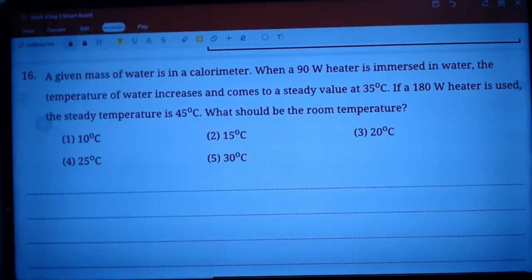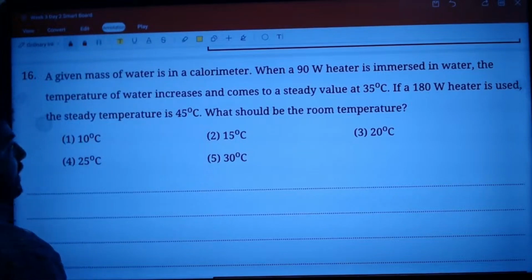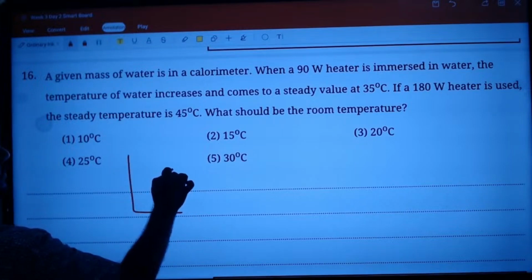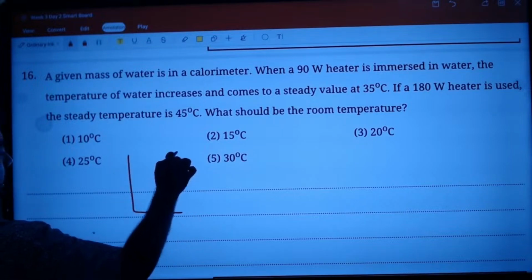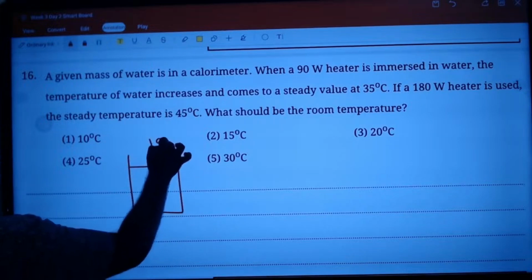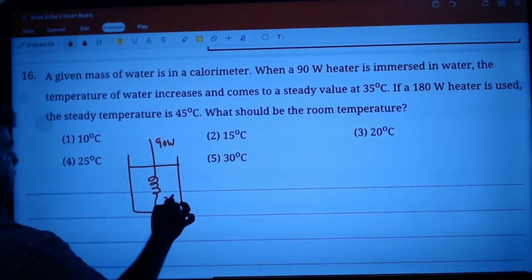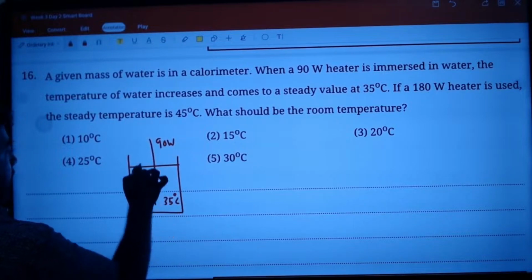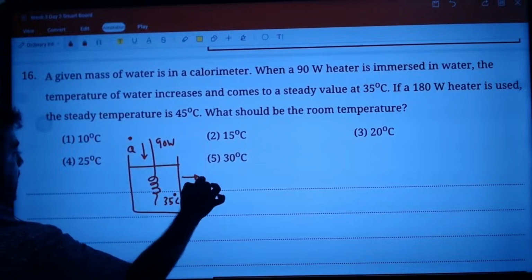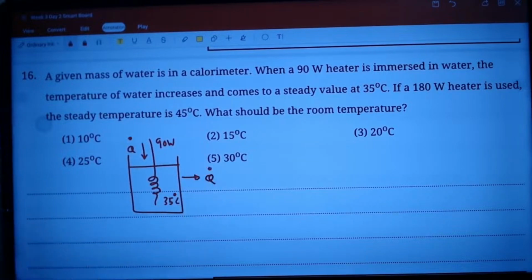Given a mass of water in a calorimeter, a 90 watt heater is immersed. The temperature of water increases and comes to a steady state. There you go. The immersion heater heats. Temperature remains constant at 35. That means what? The rate at which heat is supplied and the rate at which heat is lost, both are what? Same.